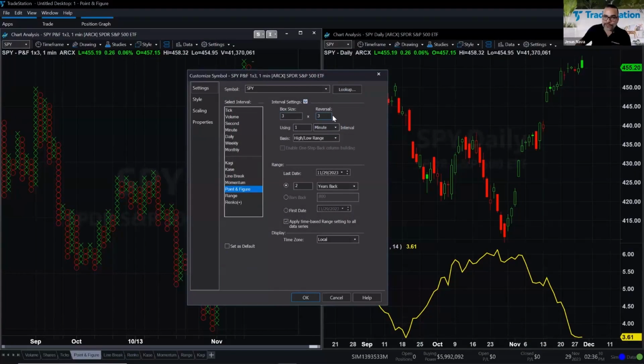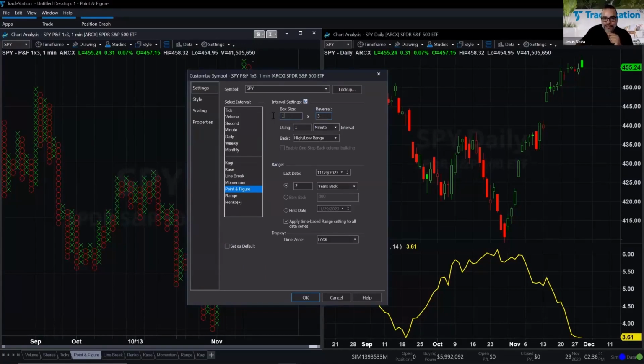I'm going to leave the reversal on 3, and I'll explain what the reversal is, because the reversal is what determines at which point the chart is going to switch from a column of X's to a column of O's, or vice versa, from a column of O's to a column of X's. But it's going to be a factor that is multiplied by the box size. When I had it at 1, the reversal here is 3. So we multiply 1 times 3. So we're looking for a movement of 3 points in the opposite direction in order for it to switch from a column of X's to a column of O's, or vice versa.